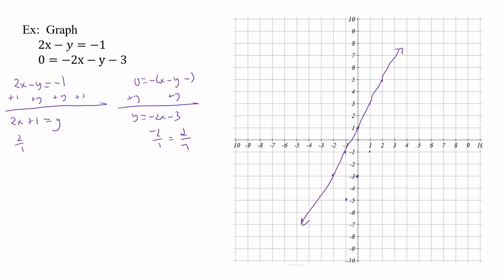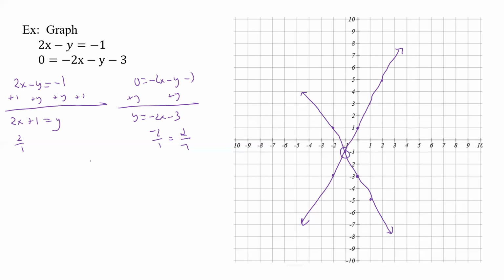I'm doing my x's and y's wrong again. No, up 2. I'm going backwards. That's what I'm doing, my positives and negatives. So I'm going to go down 2, right 1. I'm going to go up 2, left 1. There we go. And then we can go again, up 2, left 1. And so now that looks like enough points to draw a straight line.